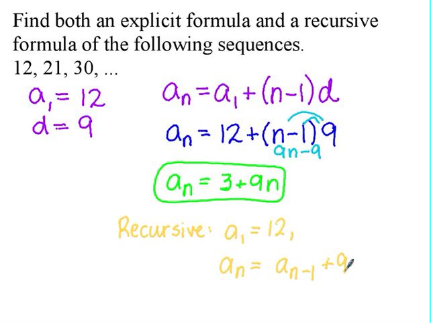So what's the answer for this question? The ones that are boxed. You have two answers. Yep, the explicit is the green, the recursive is the yellow. Okay, so you've got two answers. Let's look at another one.